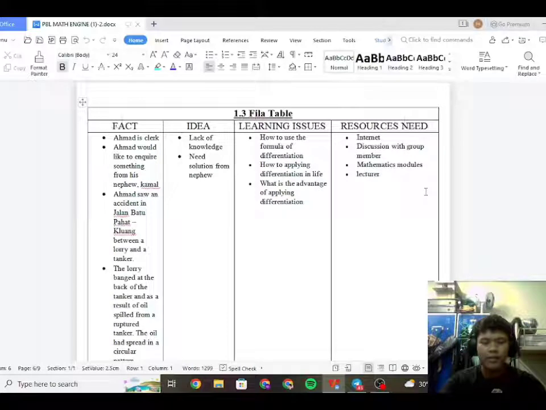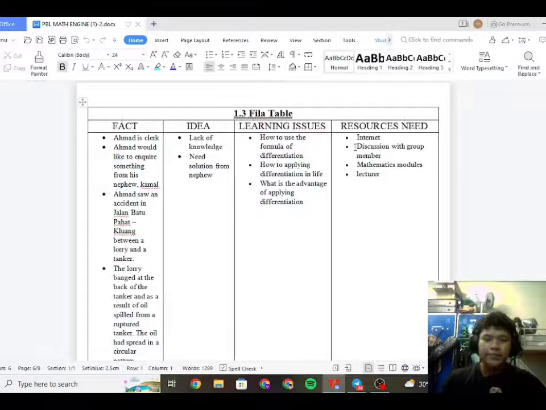The next filler table is idea. The idea is lack of knowledge and need of a solution from the nephew. The next is learning issues. The first one is how to use the formula of differentiation. Number two, how to apply differentiation in life. And lastly, what is the advantage of applying differentiation?